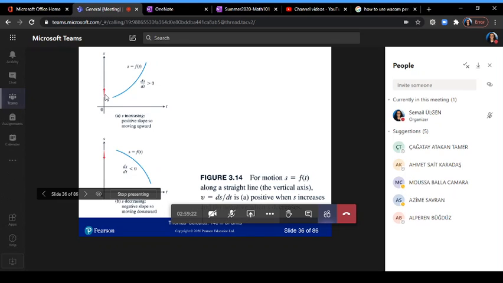If you have velocity positive, then you're moving up. If your velocity is negative, that will mean you're moving downward. You're moving in the opposite direction. So our straight line is this vertical axis. So s is going to increase when ds dt is positive. S is going to decrease when ds dt is negative.